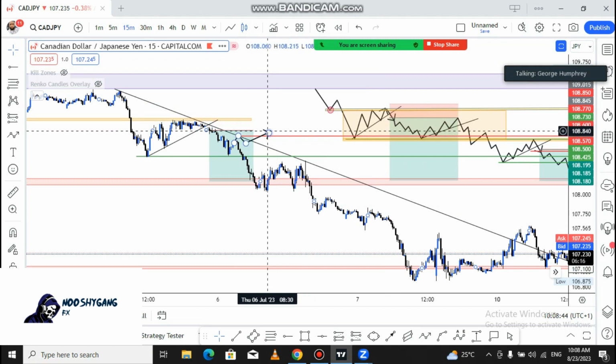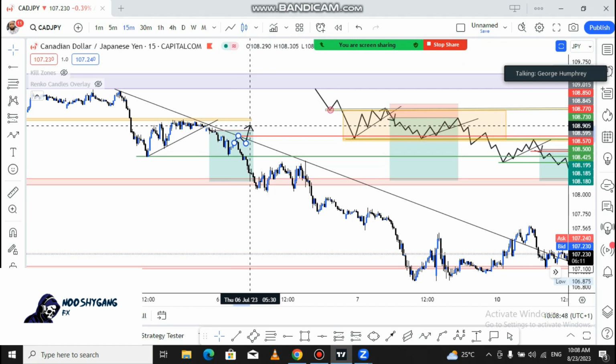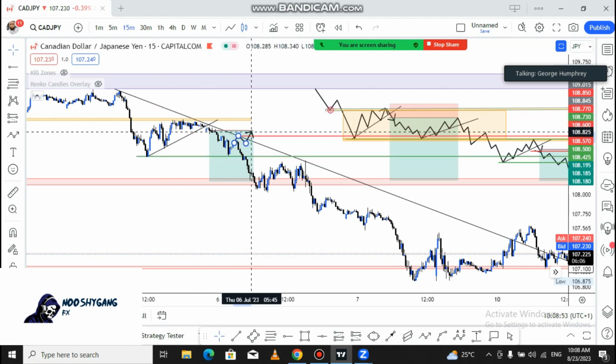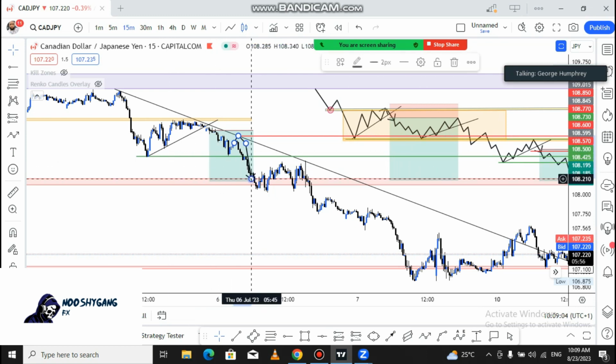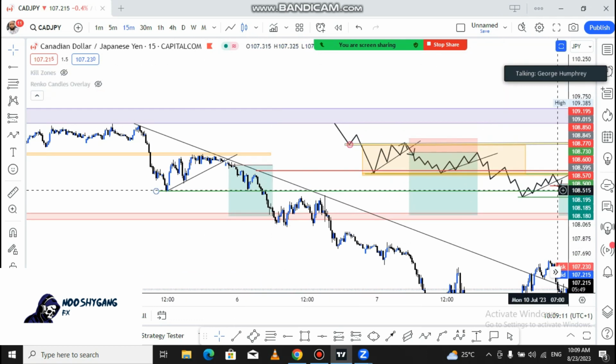So the price might reverse from this area and hit your stop loss. But whenever you break even, you are on the safe side. Or you take partial profit and allow the market to run to take profit. Are we there? Yeah.